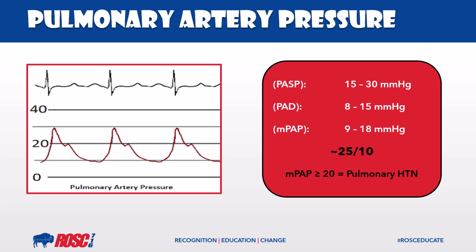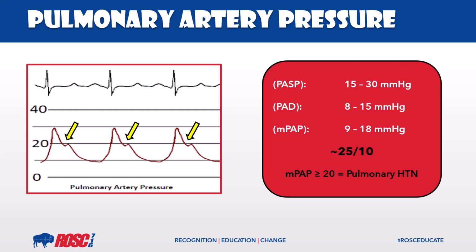And again, let's take a closer look at pulmonary artery pressures. The big thing you see in this waveform that's different from looking at a right ventricular pressure are these dicrotic notches here. The dicrotic notches are indicative of the pulmonary valve opening and closing. So the average pulmonary artery systolic pressure is 15 to 30. The average pulmonary artery diastolic pressure is 8 to 15, but most importantly, the mean PA pressure is between 9 to 18. So an average PA pressure is 25/10.